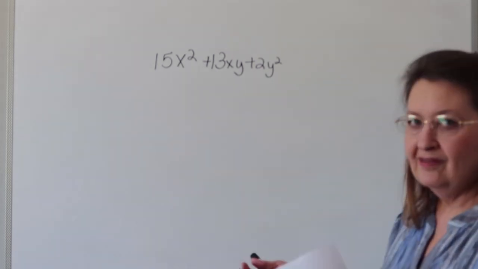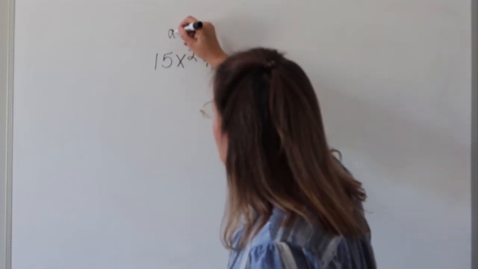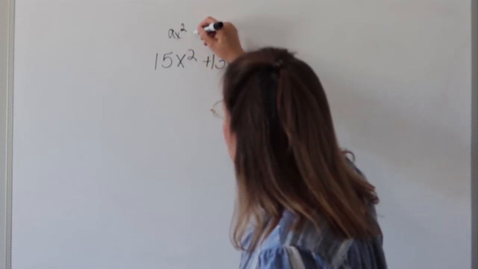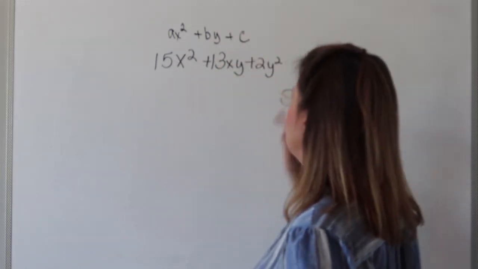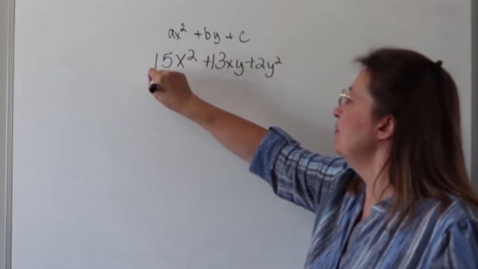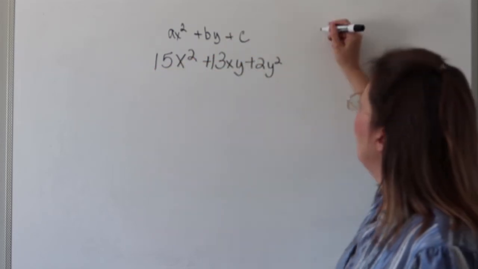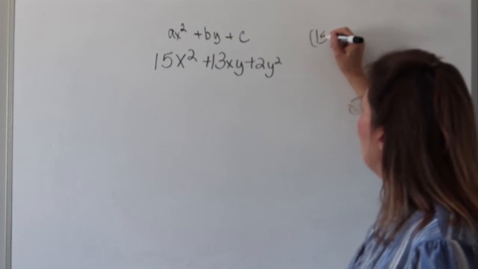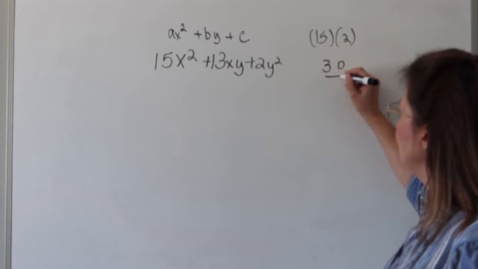Now what is A and C? Well, when you have standard form of a quadratic, your first term is AX squared plus BX plus C. So this number is going to be A, and this number is going to be your C. AC means multiply those two numbers together, and we get 30.